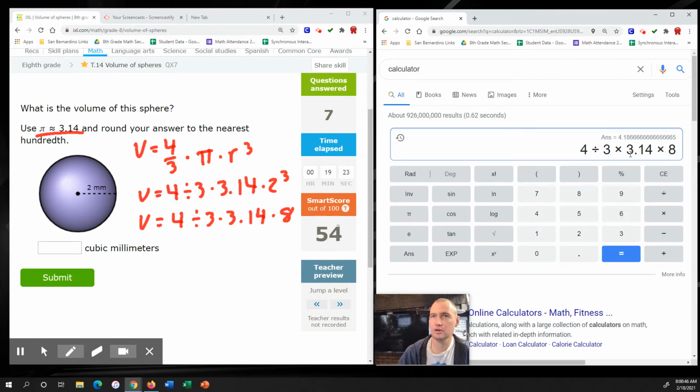And I always double check it real quick just to make sure I got it right. Because if you put something wrong in the calculator, the calculator is going to give you the wrong answer because you put it in wrong. All right, so I got 33.49.